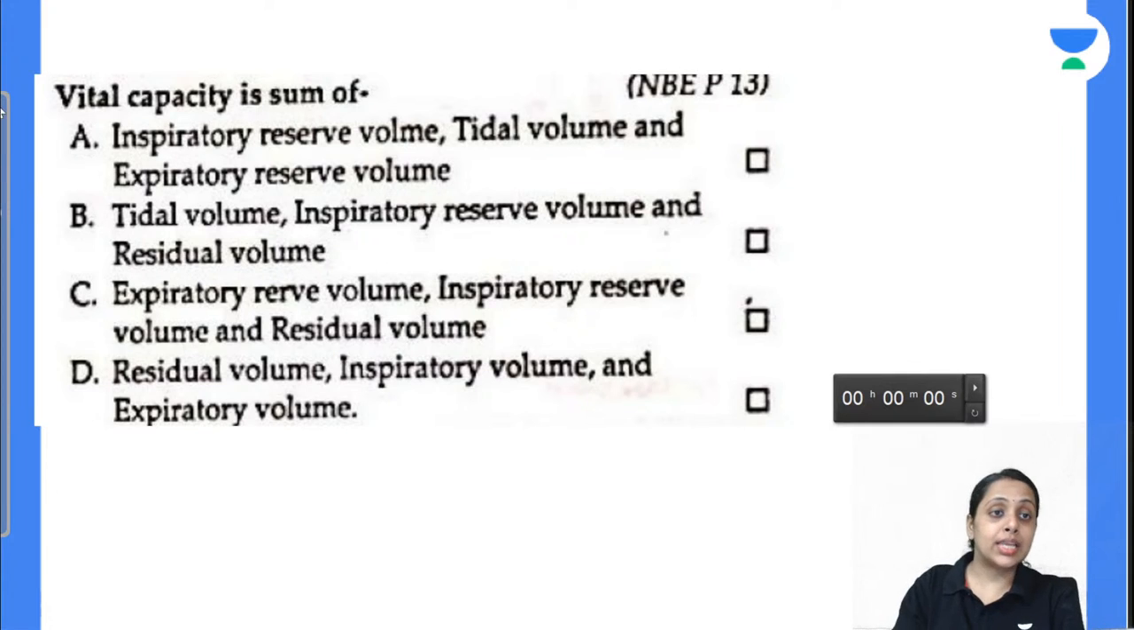Vital capacity doesn't include the residual volume, so the others are wrong. Only and only answer is the first: inspiratory reserve volume plus tidal volume plus expiratory reserve volume. That is vital capacity, very true.